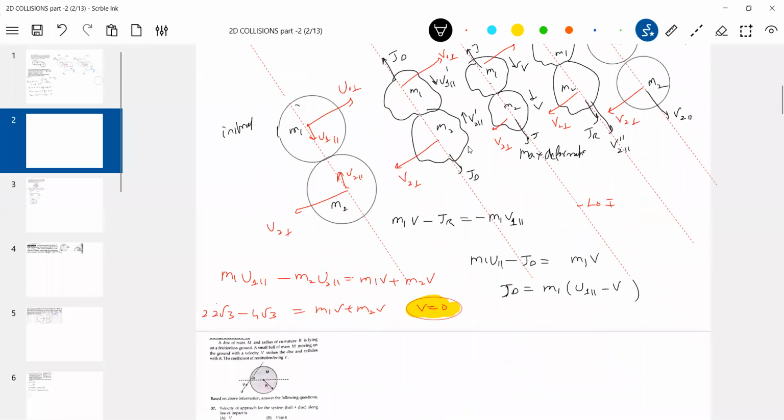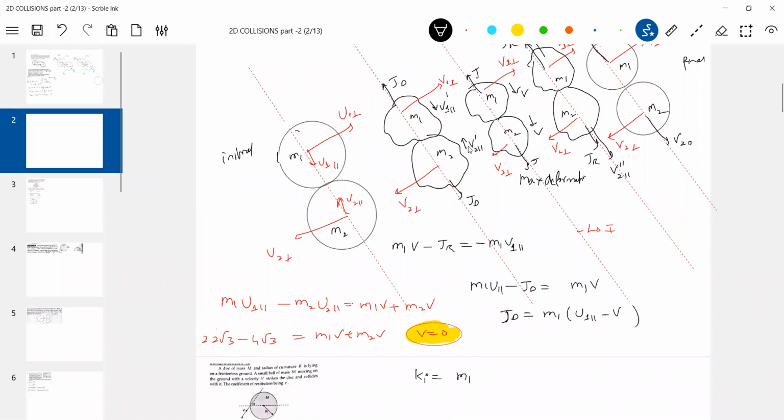So I'll write, initial kinetic energy is equal to, now which energy are you going to take? What about u1 perpendicular? Will that also count, because they remain constant, no? So therefore, I'm taking u1 parallel square plus u2 parallel square. This is the initial kinetic energy.